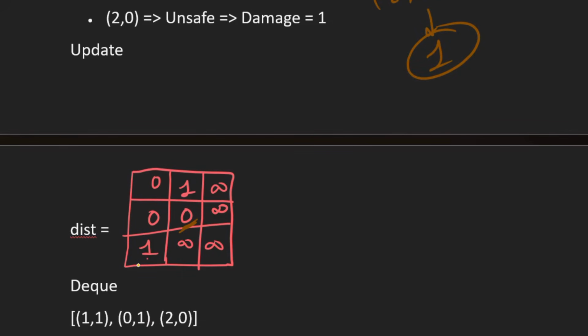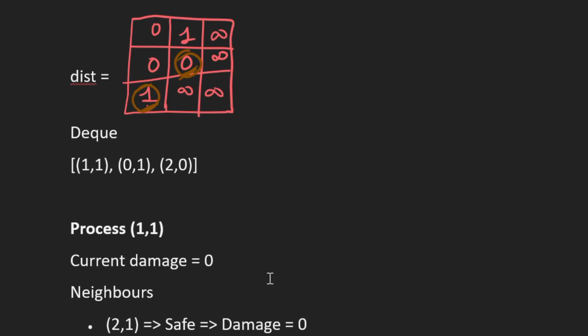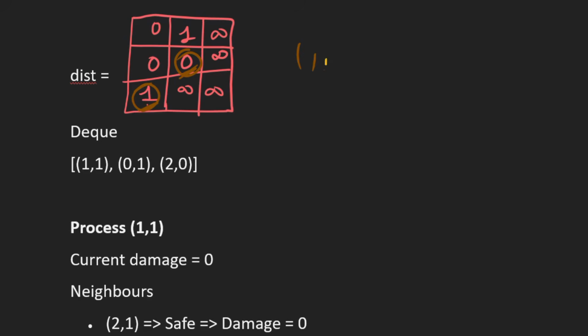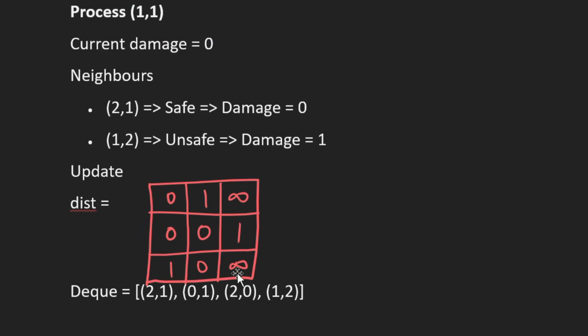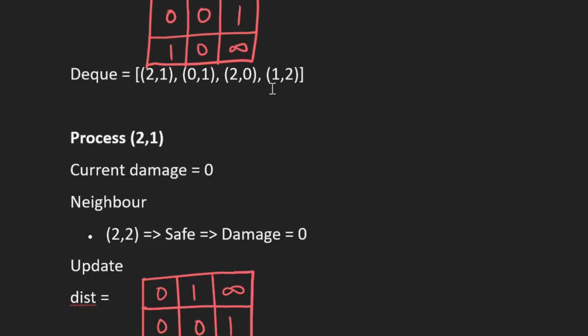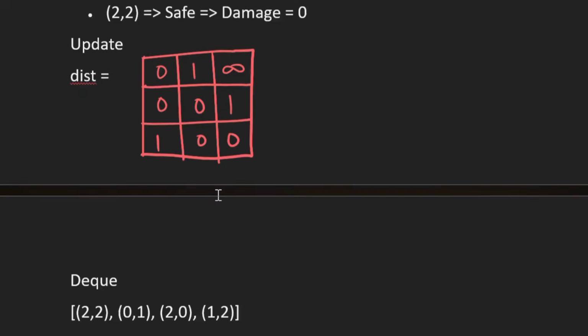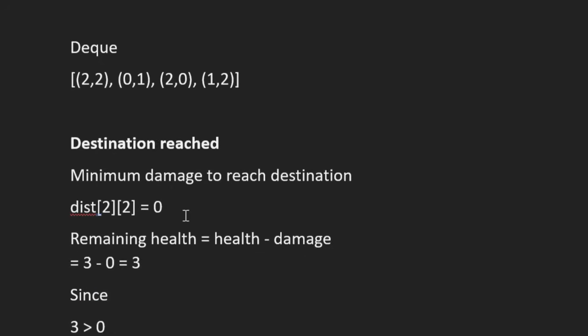So we update these two values in the distance matrix, right? And now as we know, at 1 comma 1 we have 0, so we'll push it in the front direction of the DQ, and then we push 2 comma 0 in the back direction of the DQ. Similarly then we process 1 comma 1, update our distance matrix and update our DQ. Then we process 2 comma 1 and then update our DQ.